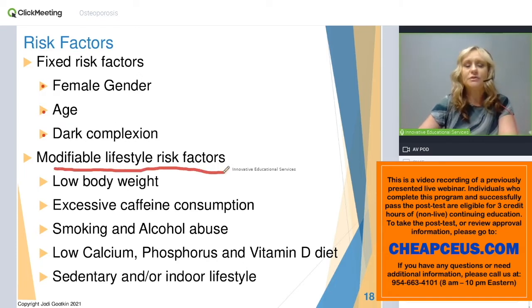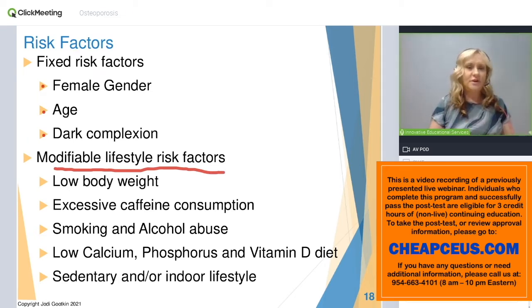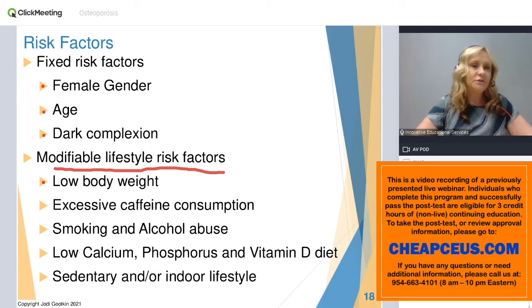Modifiable risk factors are where our opportunities present to be holistic in our treatment of patients, community outreach and education, and then also look for opportunities for outside referrals if necessary. Any individual who has a significantly low body weight, sometimes referred to as constitutional thinness, where their BMI is under 19, doesn't have forces over time against their bones to develop good integrity to begin with.